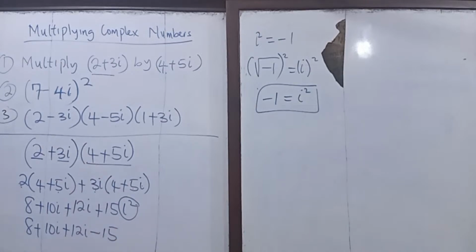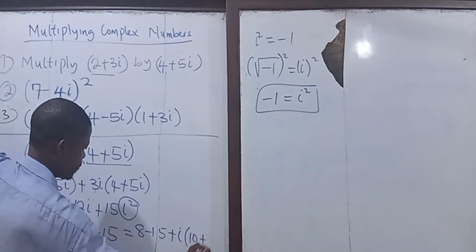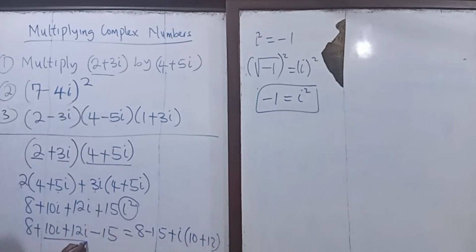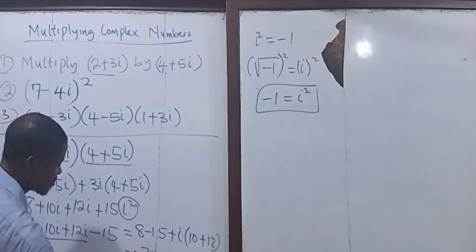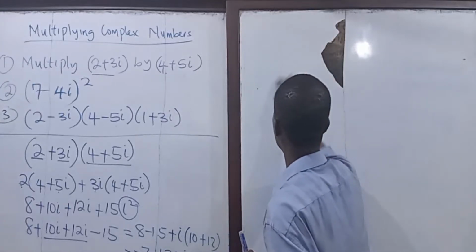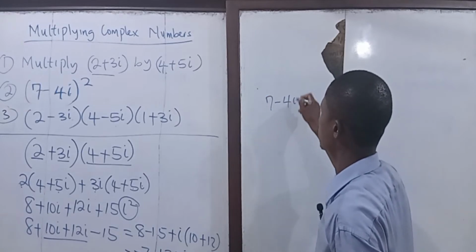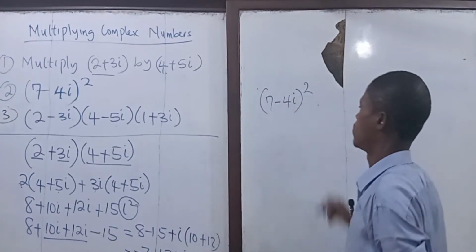So then begin to add the real part together. That's 8 minus 15, and then the imaginary part, take the i out. That's 10 plus 12. You can factorize this one by taking the complex number, the i, out. So you have minus 7 plus 22i. Now, (7 minus 4i) squared.